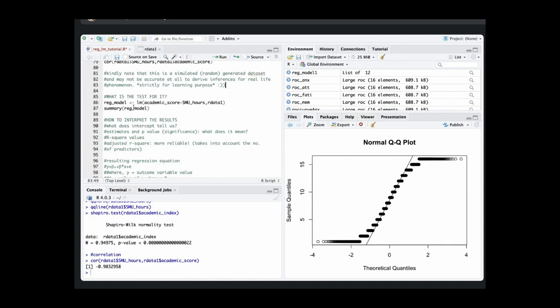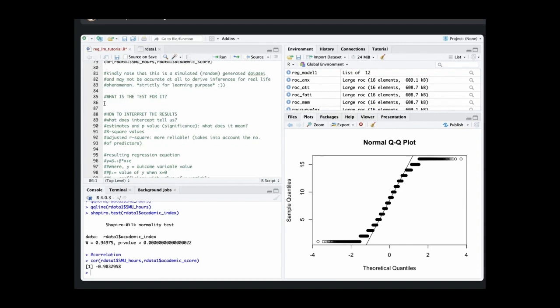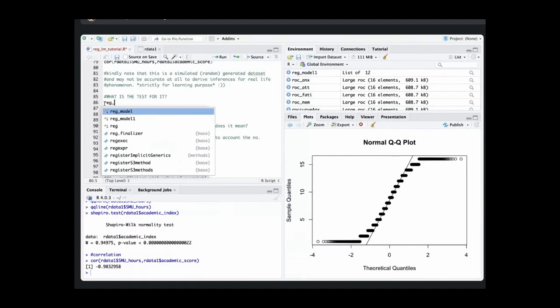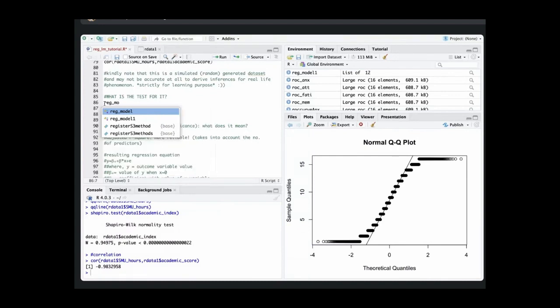Now we're going to jump into how we do this in R. The main hero, or heroine, of our story comes in. You would just name your variable anything random. Let's say I would like to store my regression test in reg model. This is just a random variable name that I've created.